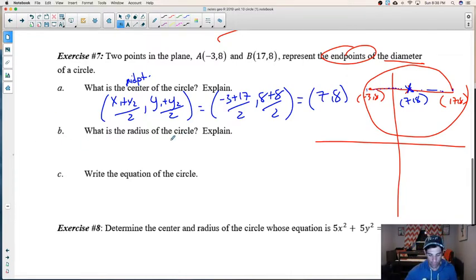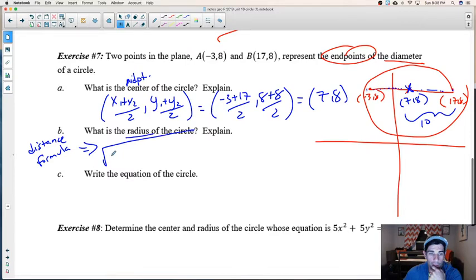What is the radius of the circle? Well, we just kind of counted the whole thing. We figured out that the diameter was 20, so that means the radius would have had to be 10, because the distance from here to here is 10. If you need to show work, or if you have no idea how to count it because maybe it's a little bit diagonal, you're going to use the distance formula, which says x2 minus x1 squared plus y2 minus y1 squared. Okay, that's a minus there.